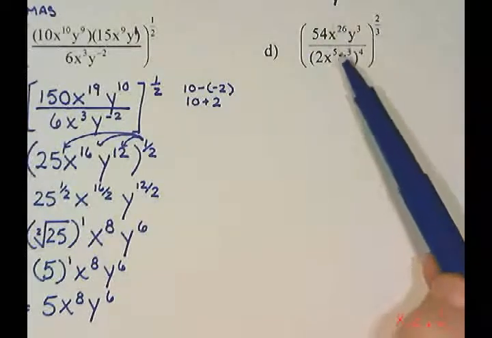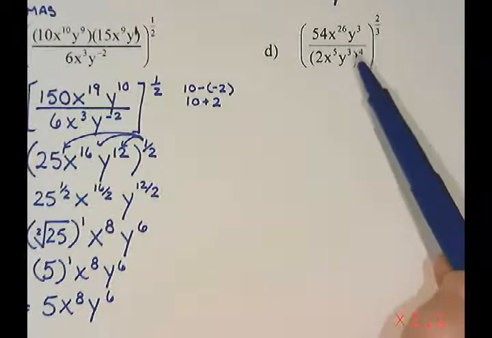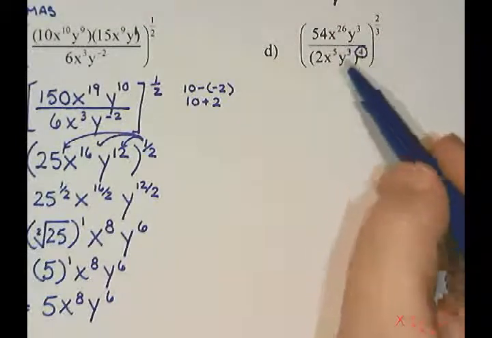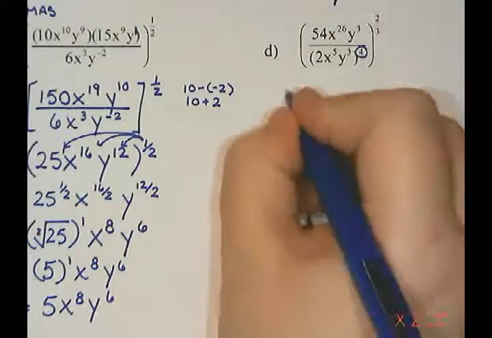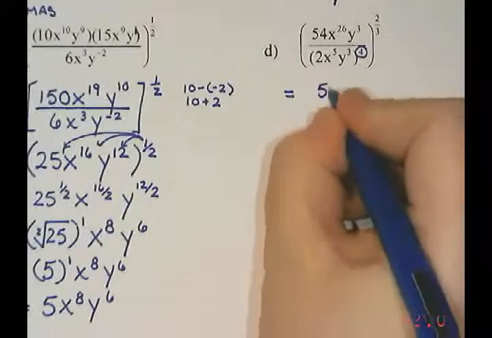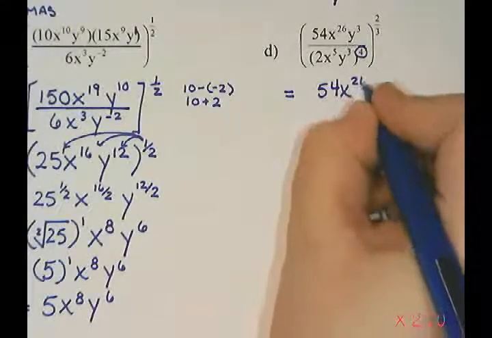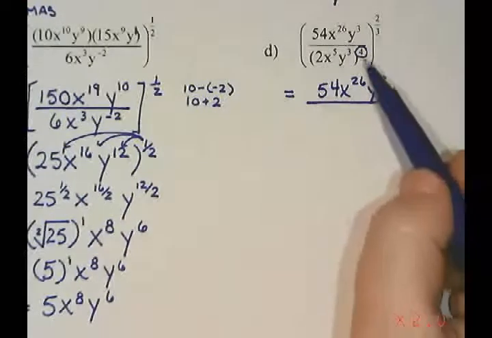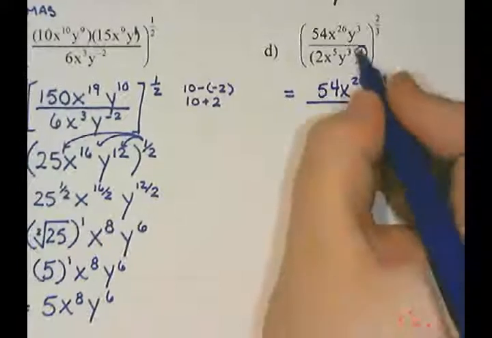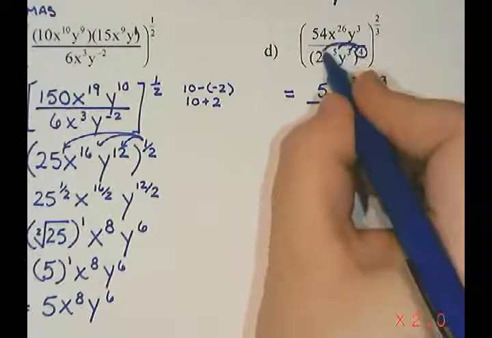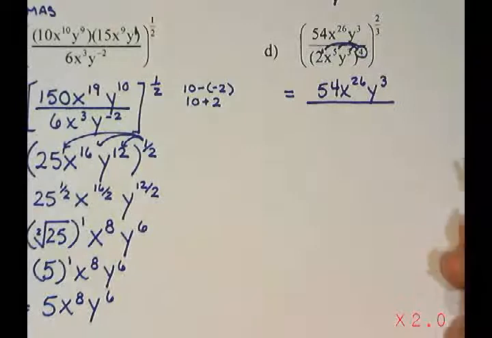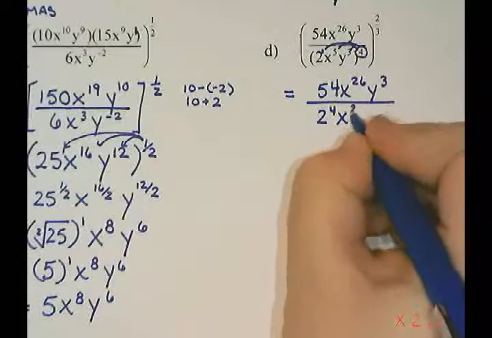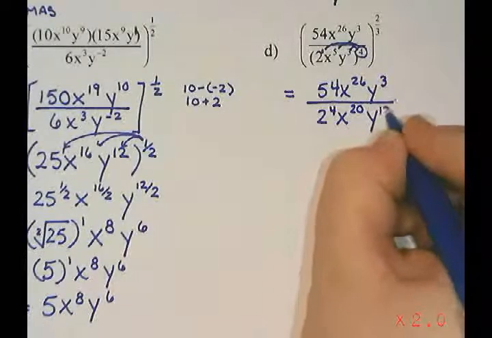I have division, and I also have that exponent of 4. So I'm going to start by evaluating, actually applying the rule for my exponent of 4. So I'm going to leave the 54 x to the 26 y to the 3 in the numerator. And in the denominator, I'm going to multiply that power of 4 into all of my exponents, including the secret 1 on that power of 2. So this is going to leave me with 2 to the power of 4, x to the power of 20, and y to the power of 12 in the denominator.